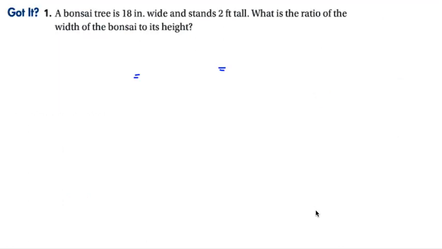Here's one for you to try. Go ahead and pause the video and see if you can come up with the answer on your own. I'll give you the answer when you get back.